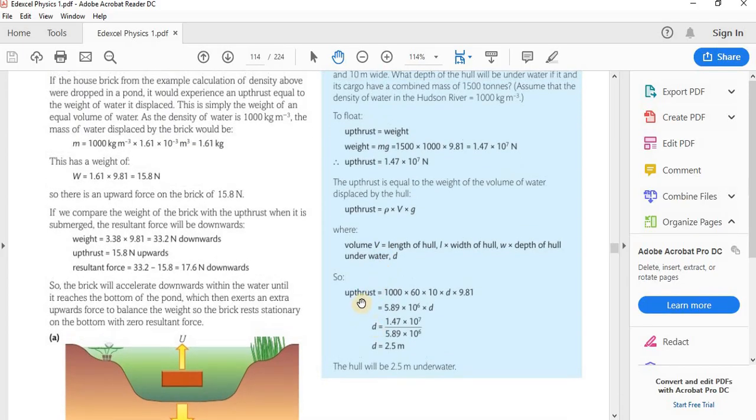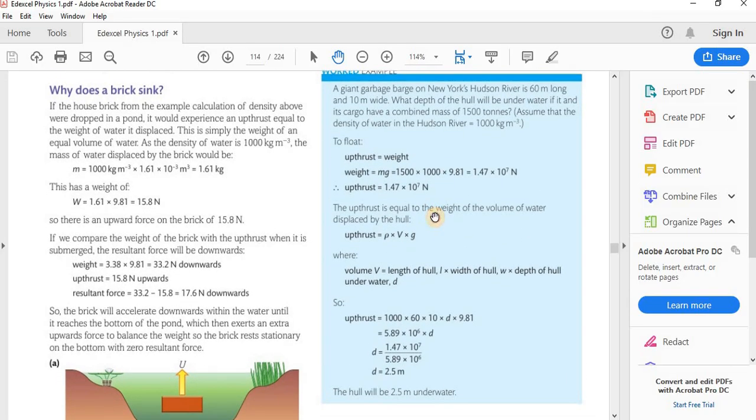So we know the upthrust, and that is this much, which we calculated. The upthrust is equal to the weight of fluid displaced, using this formula: density of water times the volume of the hull. So it's length into width into depth. This is the volume. Rho is the density of water. This is the volume of water displaced, which is the volume of the hull underwater.